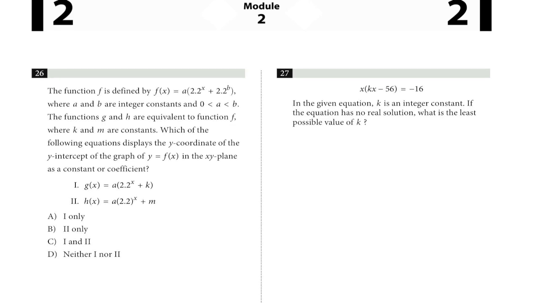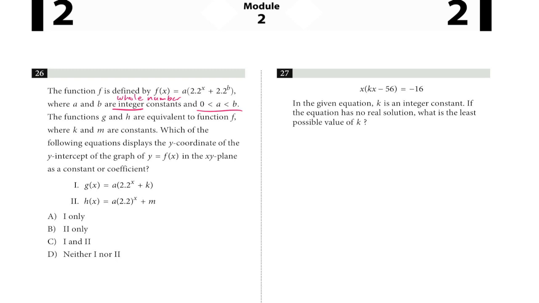Number 26 says, the function f is defined by f of x equals a times 2.2 to the power x plus 2.2 to the power b, where a and b are integer constants, and 0 is less than a, which is less than b. So integers just means whole number constant. It could potentially be 0 or negative, but here it can't, because they told us that a and b have to be greater than 0.